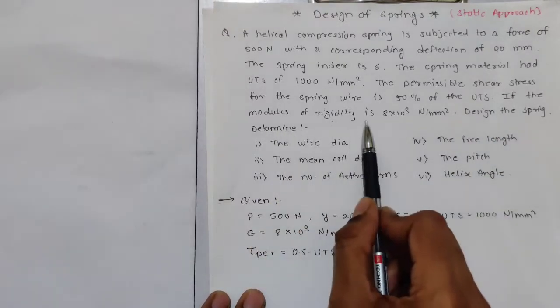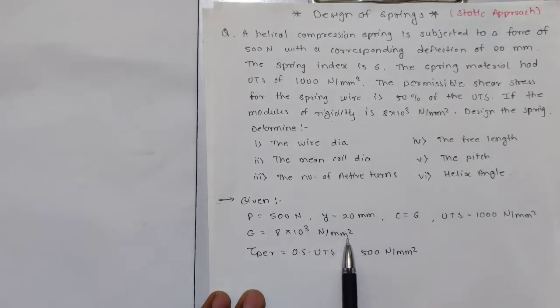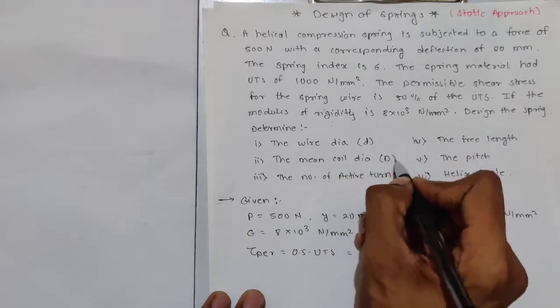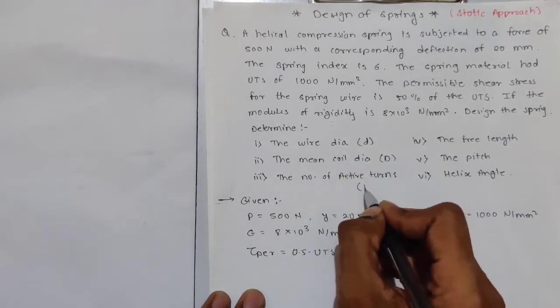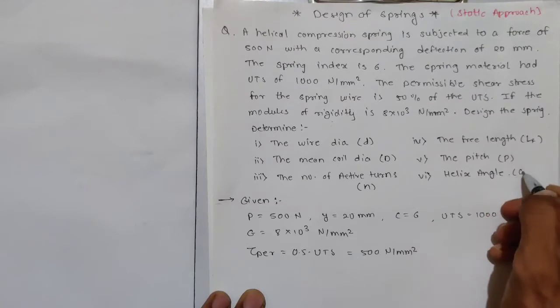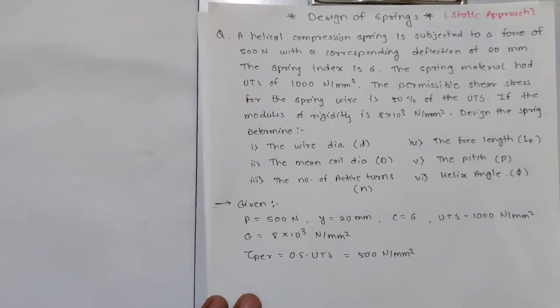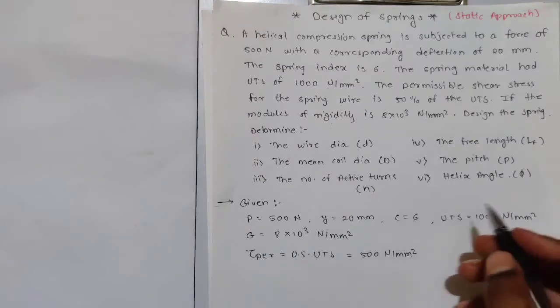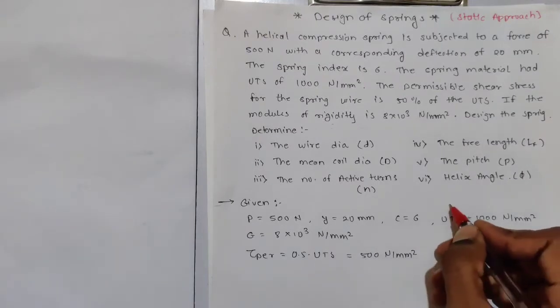Then the modulus of rigidity, that is G, is 8 into 10 raised to 3 Newton per mm square. Find the wire diameter d, the mean diameter capital D, the number of active turns, the free length LF, the pitch P, and the helix angle phi. These are all the values we have to find. First of all we will see this tau permissible. It is given as 0.5 into UTS. In some problems this term is not given, only UTS is given in terms of sigma u.